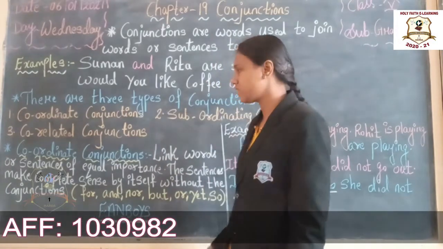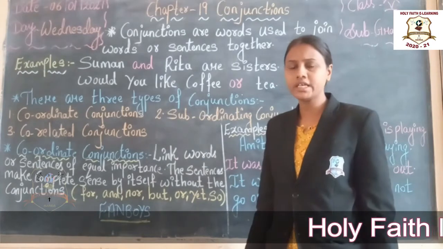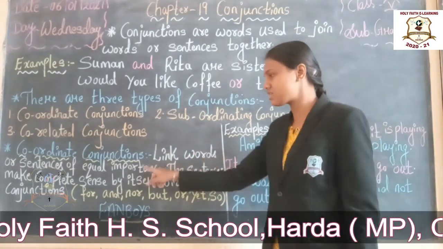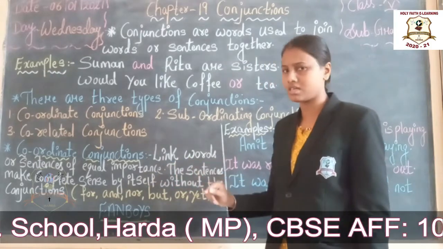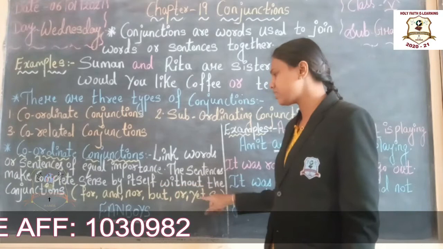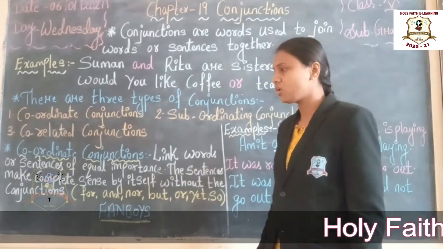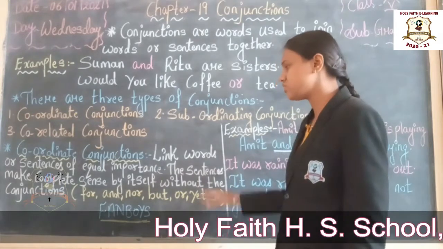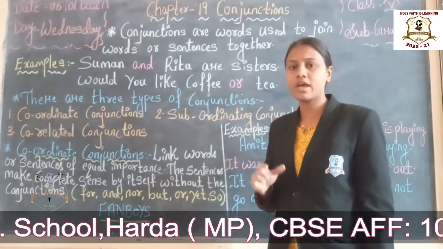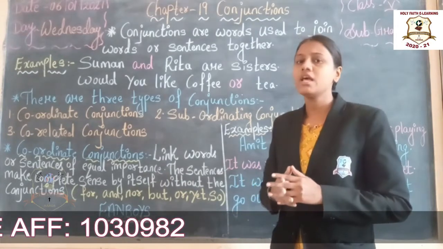Let's see the first one, that is coordinate conjunction. What is coordinate conjunction? Coordinate conjunctions link words or sentences of equal importance. The sentence makes complete sense by itself without the conjunction. It means when two or three sentences have equal importance.